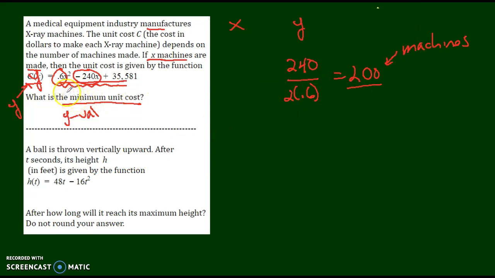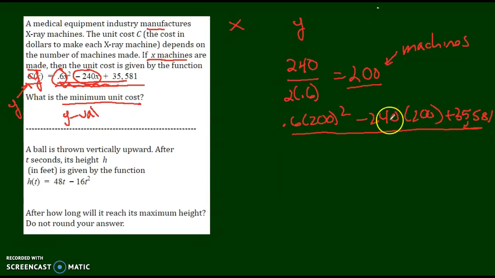But I actually want the minimum cost. So I'm going to take that 200 machines and plug it into this function. 0.6 times 200 squared minus 240 times 200 plus 35,581. Plugging all that stuff into a calculator is going to give me a value of $11,581.